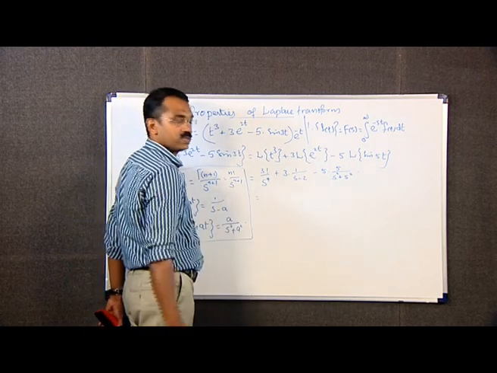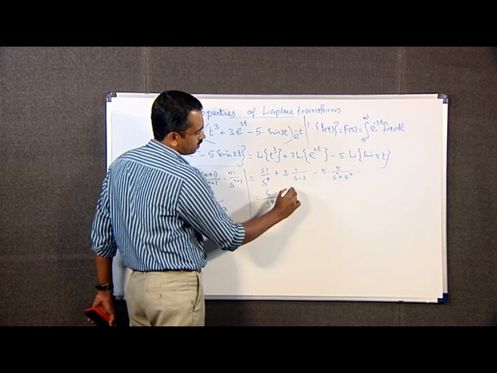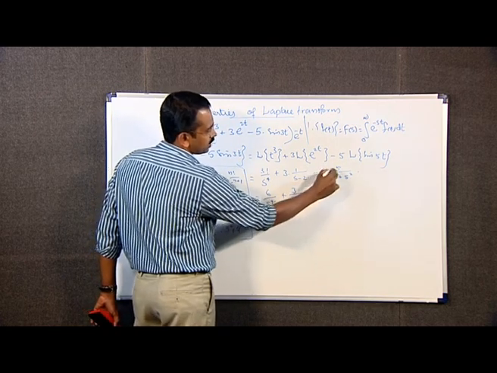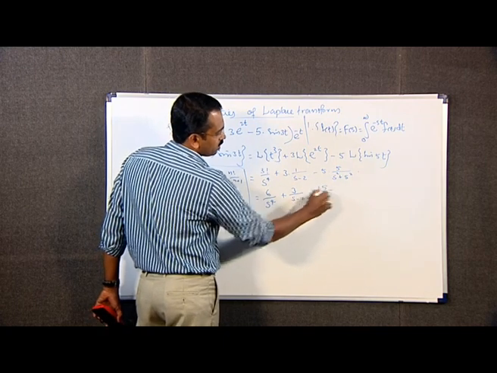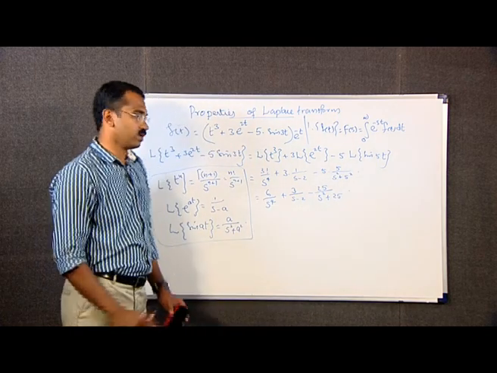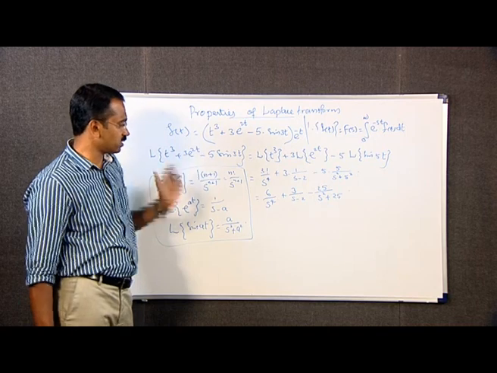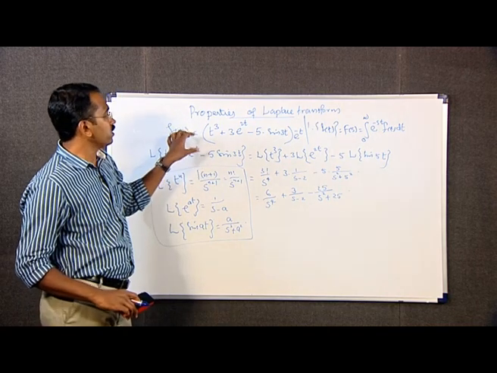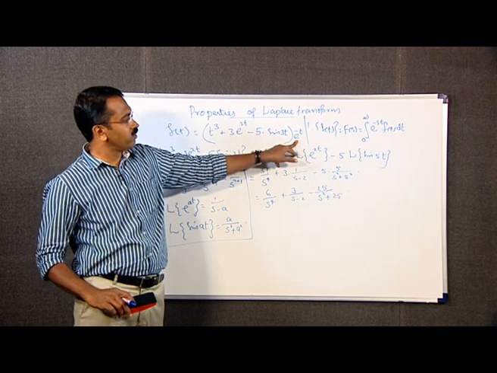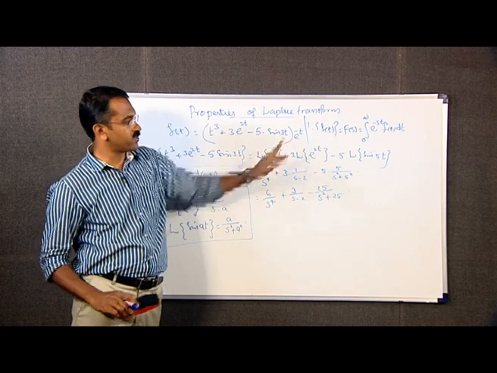which is equal to 3 factorial is 6 divided by s raised to 4, plus 3 by s minus 2, minus 5 into 5 is 25 divided by s square plus 25. This is the Laplace transform of this combination of 3 functions, and therefore, by first shifting property we can replace s by s minus a.